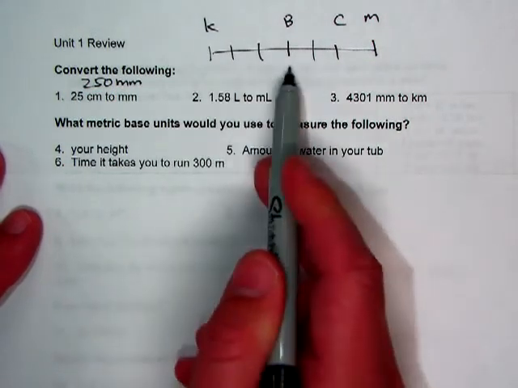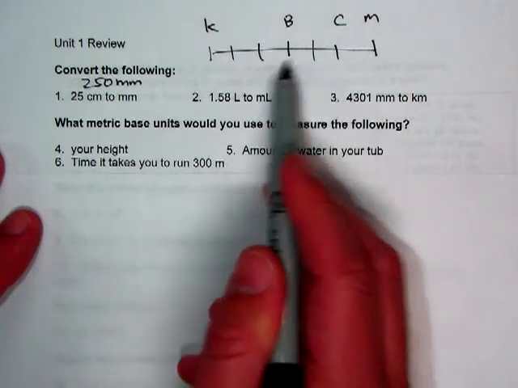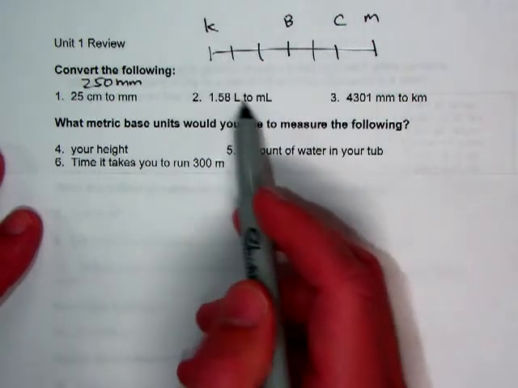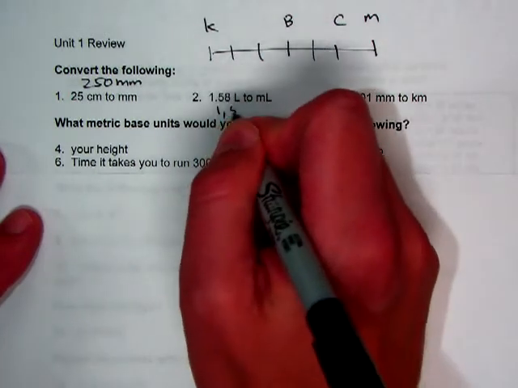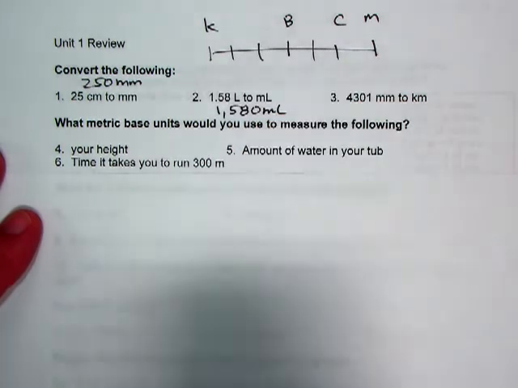1.58 liters to milliliters. Liters is a base unit. Milliliters is over here. Liters to milliliters, 3 steps to the right. So take this and move it 3 steps to the right. You get 1,580 milliliters.